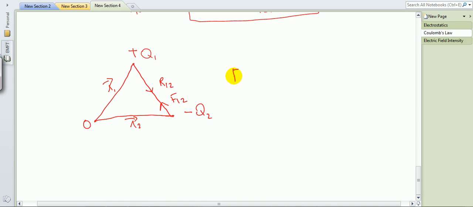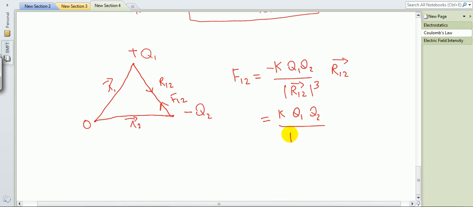So if you calculate F12 now, it will come as K Q1 Q2 divided by R12 magnitude cube, so Q1 Q2 will make it negative, and here R12 vector. Now you see that there is a negative sign, and due to this negative, the R12 vector which I have taken in this direction, that's why the force is coming negative. If I write this as K Q1 Q2 divided by R12 magnitude cube, as R21, because minus of R12 will be R21 vector, because the force is now in the direction of Q1, because Q1 is attracting Q2.